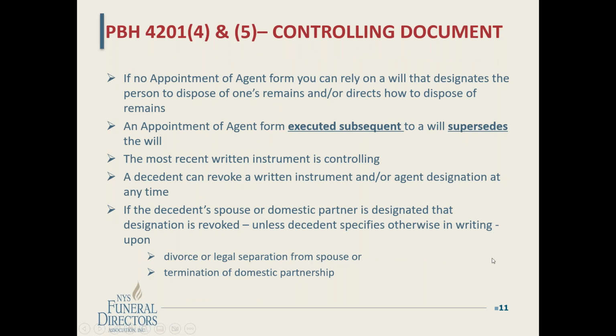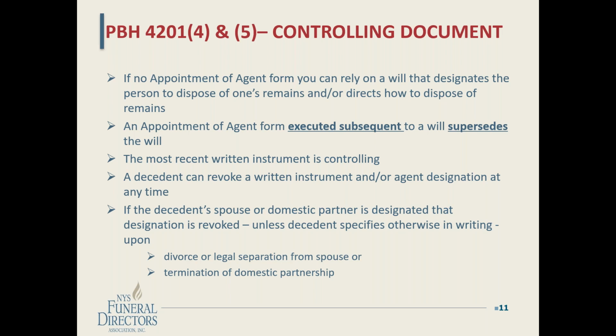So now I'm going to go into a couple of the other sections that deal with controlling documents. Okay, so if there's no appointment of agent form, you can rely on a will that designates the person to dispose of one's remains and/or directs how to dispose of remains. Now, I said in the very beginning, I'm going to read the law, those words from the statute itself. I bring that up because that's how it reads.